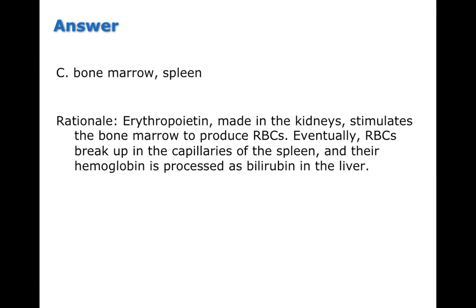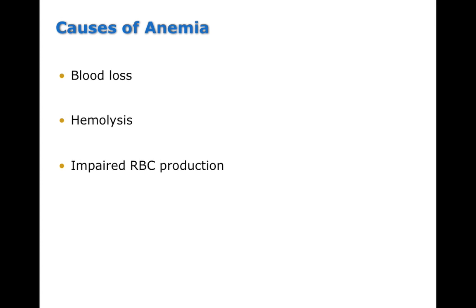Erythropoietin is made by the kidneys, and it stimulates red bone marrow to make new red blood cells. And the spleen is what takes care of damaged red blood cells for the most part. Some different causes of anemia could be blood loss, hemolysis, or impaired red blood cell production. Blood loss could lead to absolute anemia, where you just lost a lot of red blood cells.